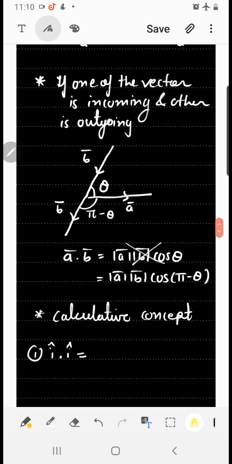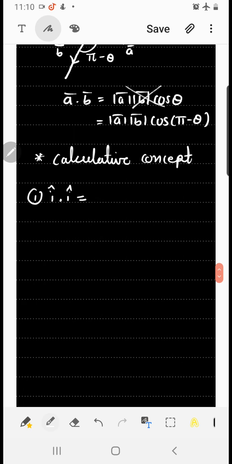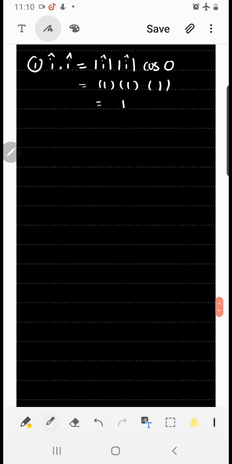So when I ask you i cap dot i cap, in my mind I think of mod of i cap, mod of i cap, cos 0. Now why 0? Because what angle does i cap make with itself? Obviously 0. And i cap is a unit vector. So can I say it is 1 into 1 into 1? Therefore i cap dot i cap is 1. Similarly, can I say j cap dot j cap will be what? 1, and k cap dot k cap will be 1. So is that clear?